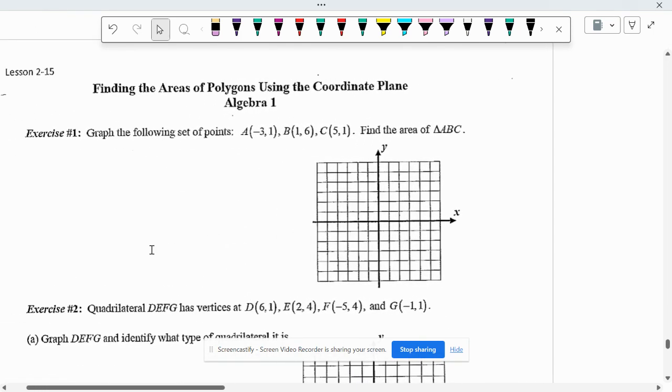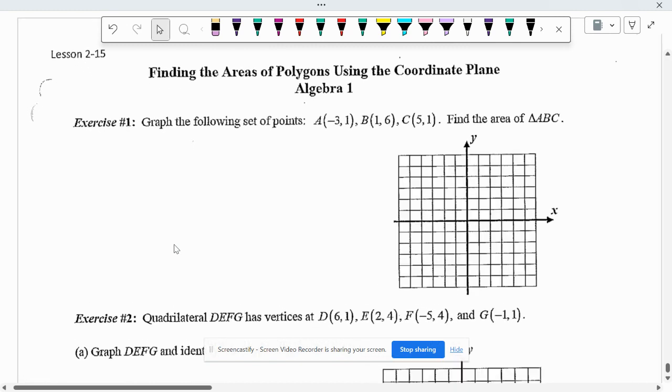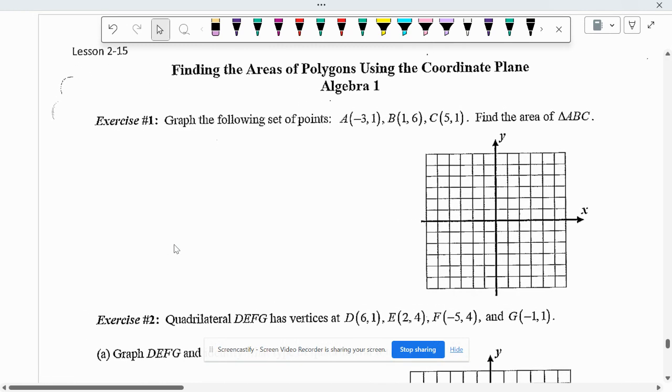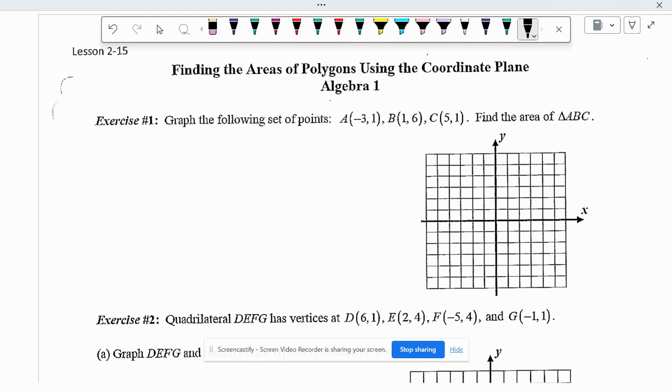So page 41 says, finding the area of polygons using the coordinate plane. So example number 1, we're going to graph the set of points and find the area of triangle ABC. So this is on page 41.